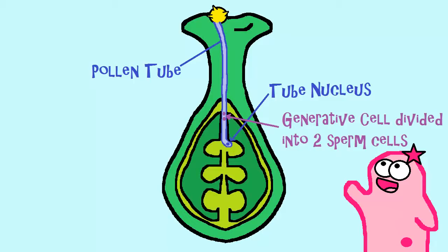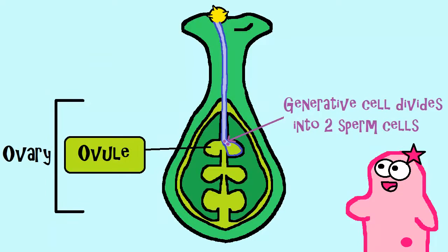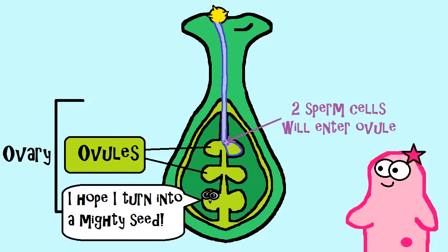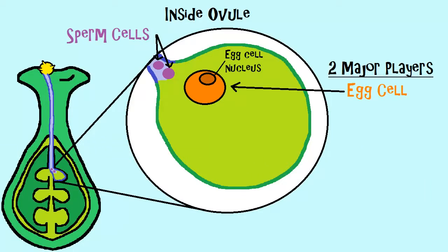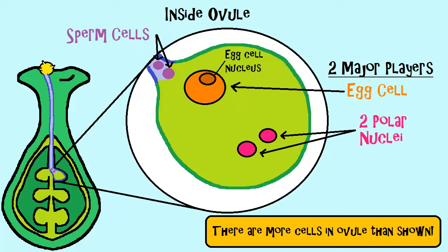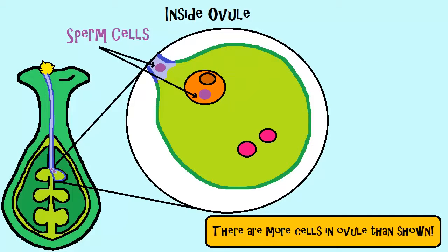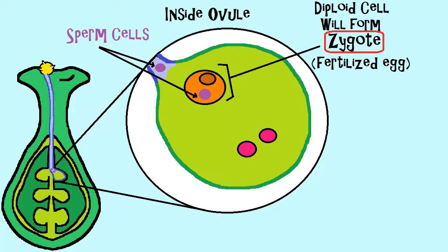So what do these two sperm cells want to do? Well, they are actually going to target an ovule, which is inside the ovary. There can be multiple ovules inside a plant ovary, but each ovule has the potential to develop into a seed if fertilized. Now, the ovules have two major key players to mention, an egg cell and something else called two polar nuclei, which I'll get to in a second. One of the sperm cells fertilizes the egg. This forms a zygote, which is basically a fertilized egg.